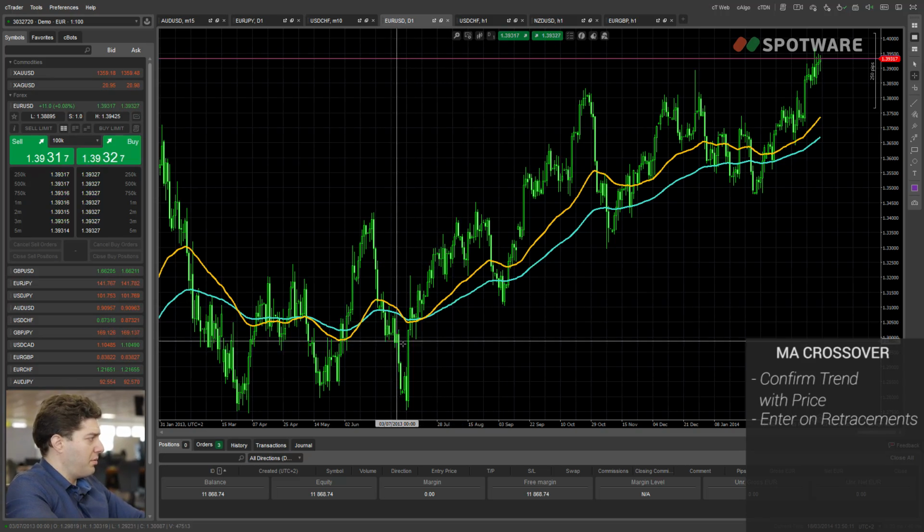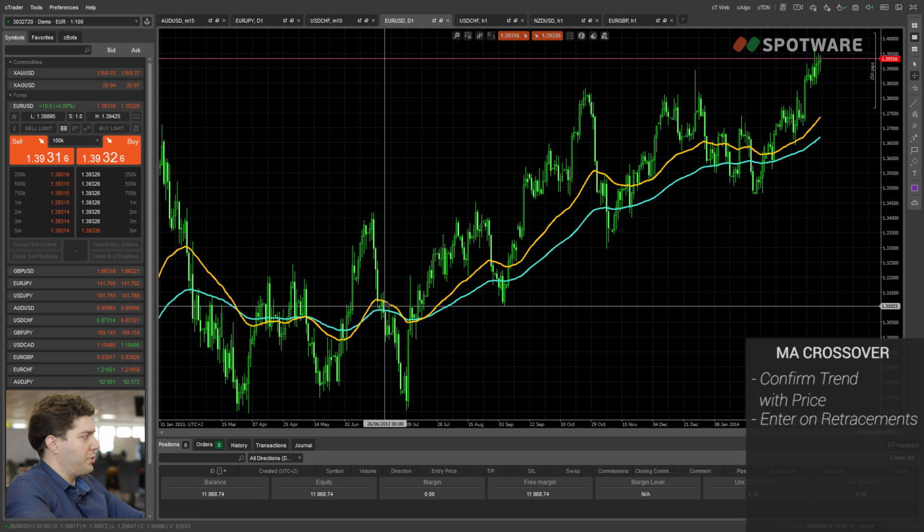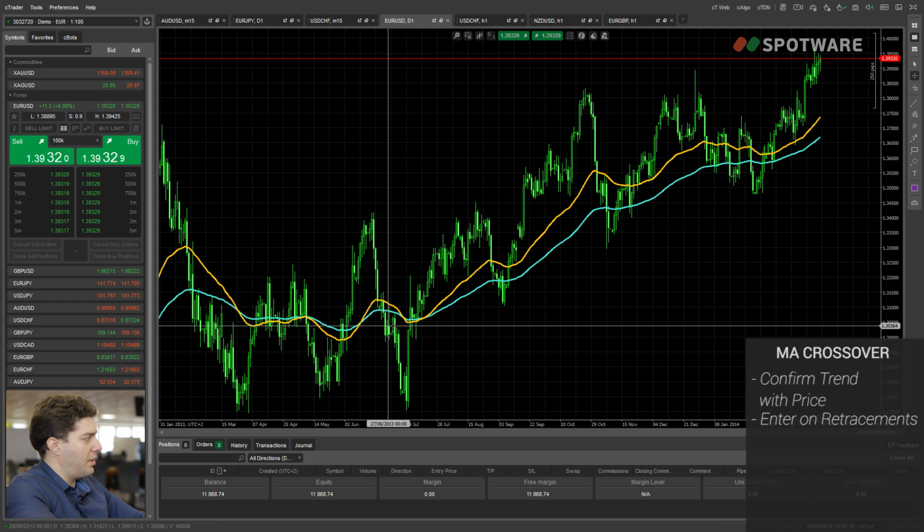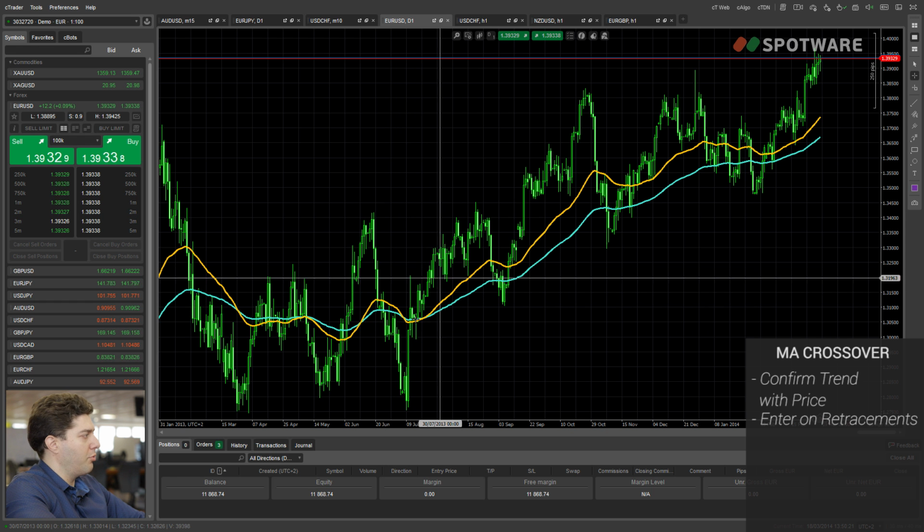The next tip that I'm going to give you, like we said before, if you enter exactly on the cross, you're going to get a bad price. So you should be waiting for a retracement to the moving average before you enter. Let me show you that in cTrader. Let's say that you're happy with what you're seeing here. This is enough confirmation for you. You don't wait for this part. So on the next moving average crossover up, you're going to be trading.